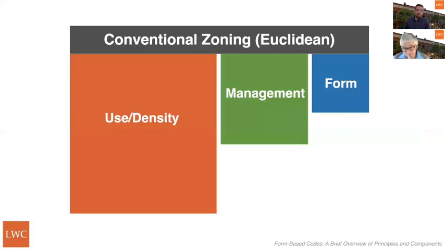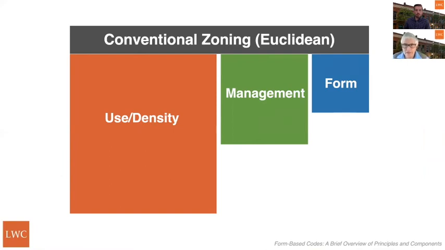So if we think about a conventional code and a form-based code graphically, the conventional code is focused on use and density and the standards that support use primarily, and form is very secondary to the conventional zoning code. Management, of course, is an important part. You do need somebody to administer the code.